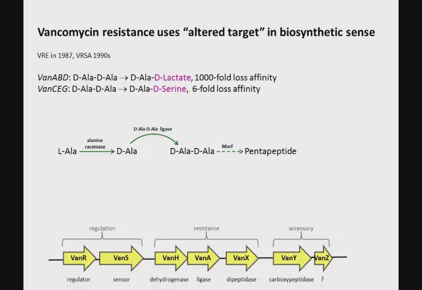So this is the normal pathway of cell wall biosynthesis that we know from lecture 1. You take L-alanine, you do a racemic conversion to turn it into D-alanine. You have a ligase that puts two together to give you the dipeptide, and then the dipeptide via MurF finds its way onto the tripeptide to make the pentapeptide. And this process now has to be subverted to give you a resistant bacteria. So how does it subvert it?